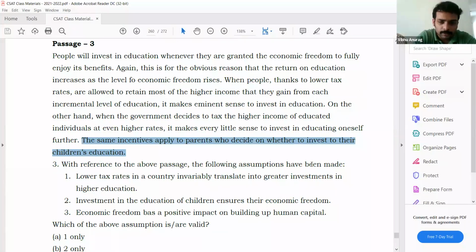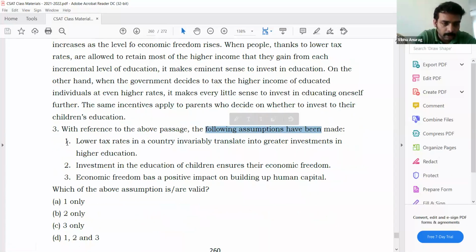they may not. So what assumptions have been made? Number one, lower tax rates in a country invariably translate into greater investments in higher education. Invariably means definitely. That is wrong. It's an extreme statement. What he's saying is that lower tax rates help in encouraging investment in education, not guaranteeing it. So one is wrong. Then two, investment in the education of children ensures their economic freedom.